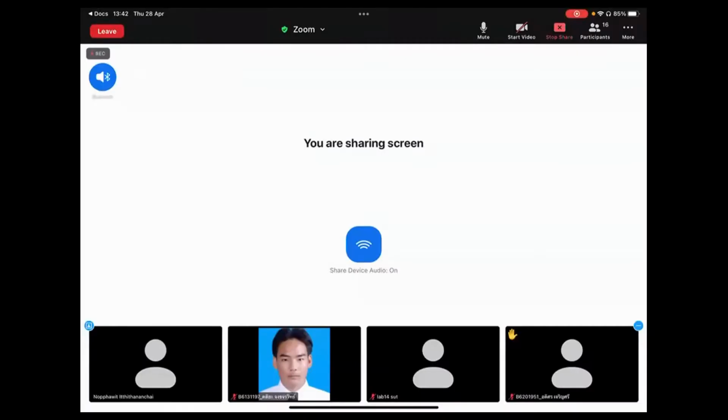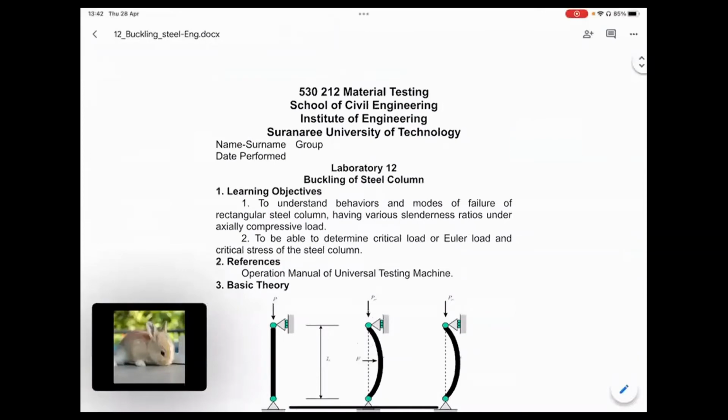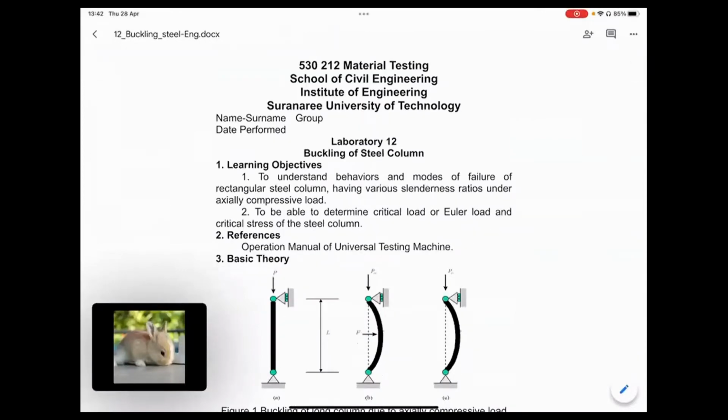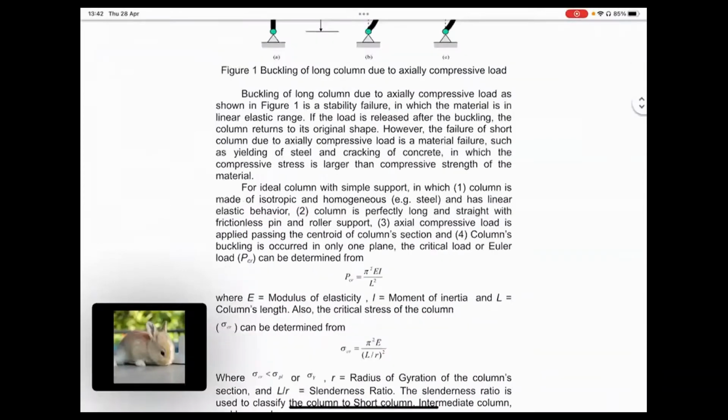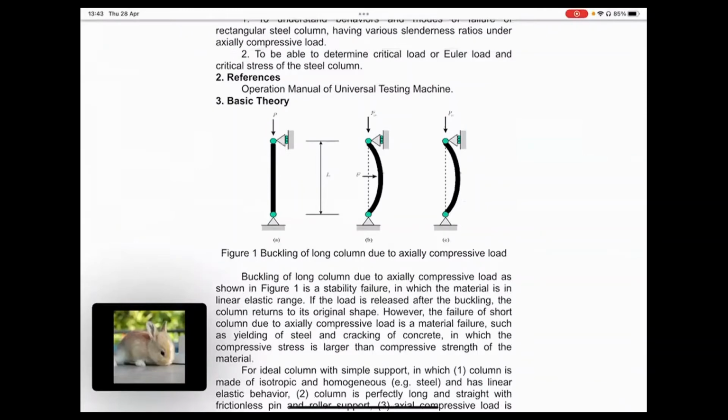Today we will test Lab 12, which is buckling of the column. Okay, let's see the lab direction. So if you see it, we have buckling of a column like this, and the test is just to increase the load like this.